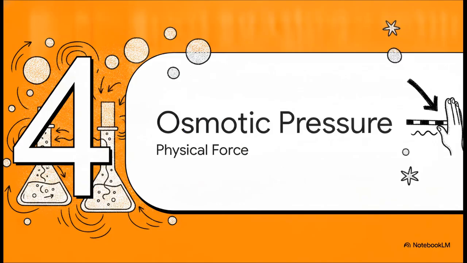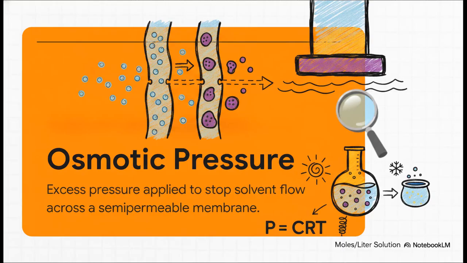Okay, Section 4. The power of osmotic pressure, physical force. We're shifting gears now from temperature changes to a purely physical force across a barrier. Picture a semi-permeable membrane. It's basically a barrier with microscopic holes that only lets the tiny solvent molecules through, but completely blocks the larger solute molecules. The solvent will naturally flow from a lower concentration area into a higher concentration area to try and dilute it, right? We call this osmosis. But if you push down on the concentrated side with enough mechanical pressure, you can stop that flow entirely. That exact stopping force is the osmotic pressure.